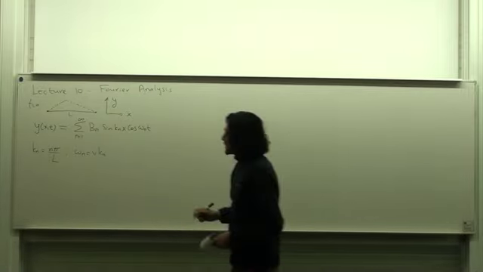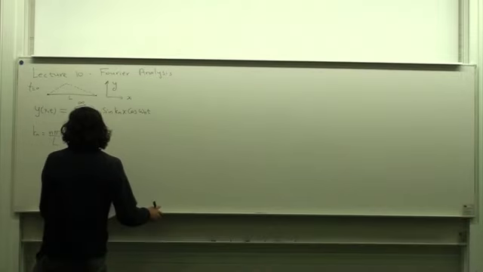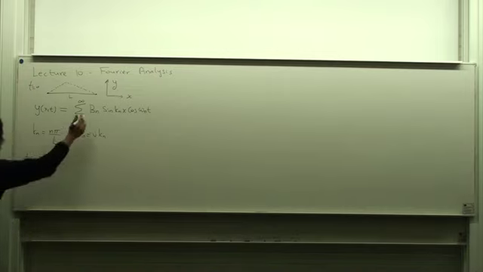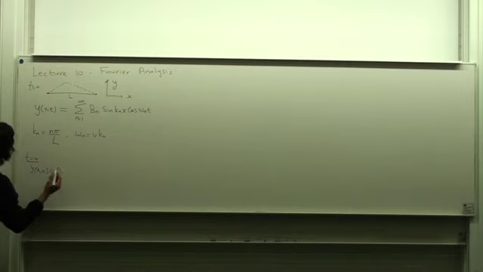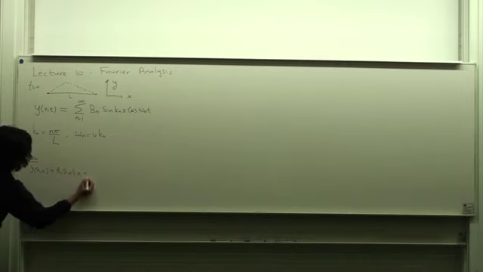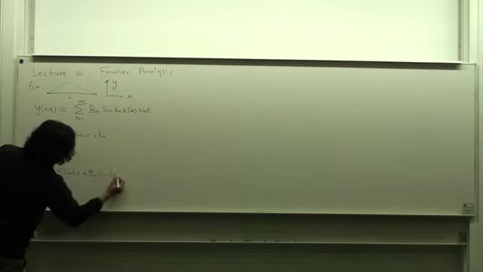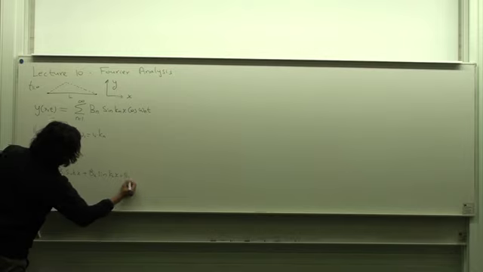Now at time t equals 0, we have y of x, 0 equals b1 sine k1 x plus b2 sine k2 x plus b3 and so on.